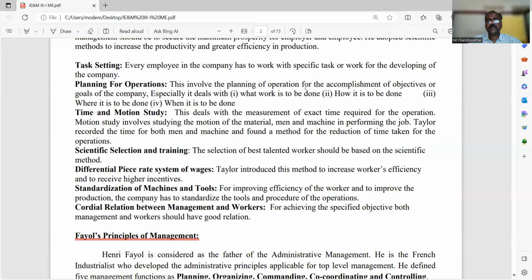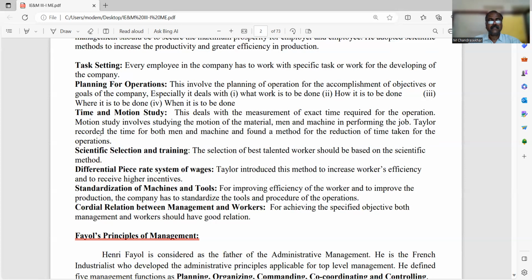This involves the planning of operations for the accomplishment of objectives or goals of the company, especially what work is to be done, how it is to be done, where it is to be done, and when it is to be done. The time and motion study. This deals with the measurement of exact time required for the operation. Motion study involves studying the motion of the material, man, and machine in performing the job.